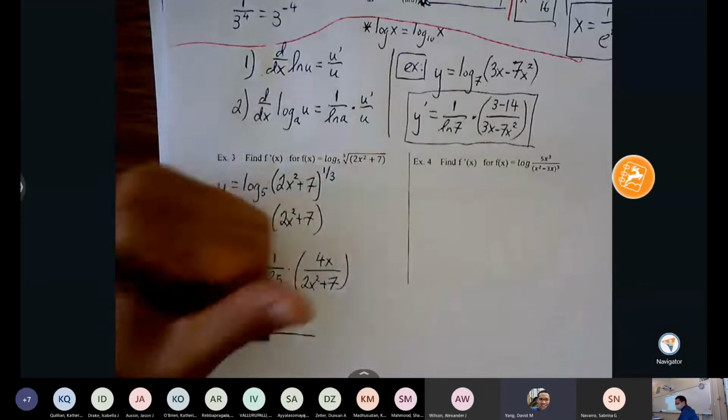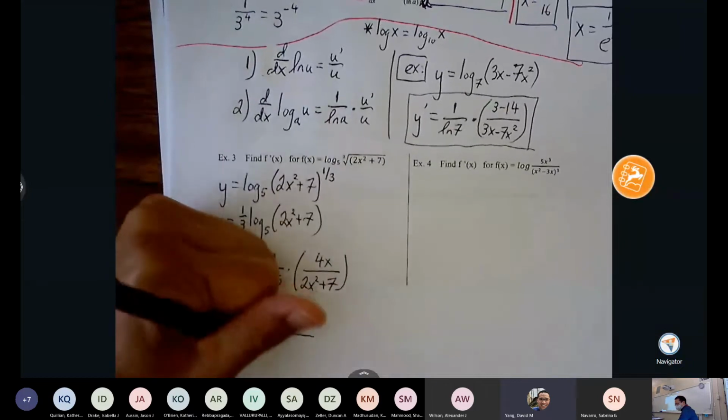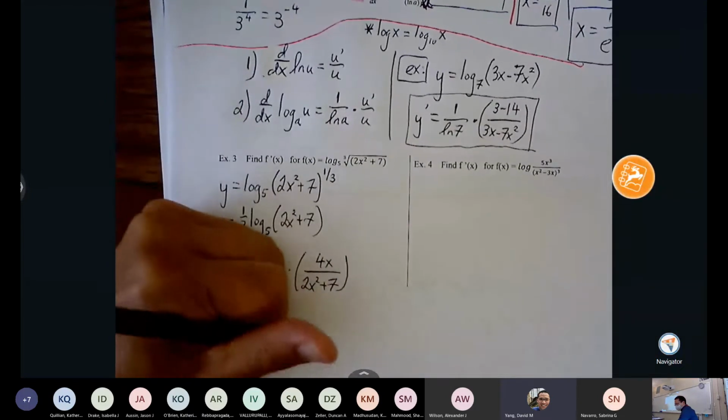I'm going to just attempt to get this all under one fraction, but you don't have to.